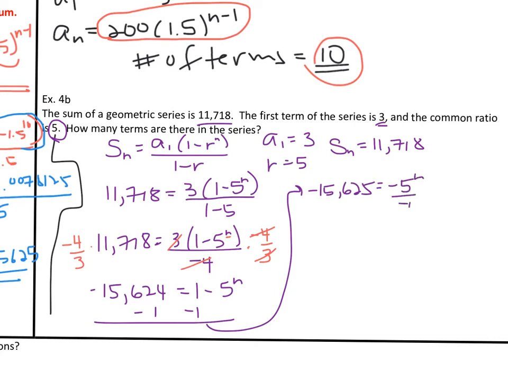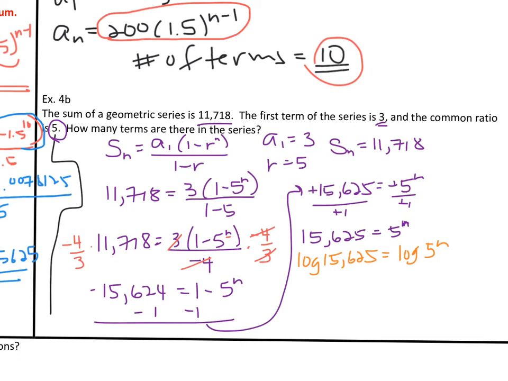I'm going to divide both sides by negative 1, which really just makes both the left side and the right side positive. 15,625 equals 5 to the n. Now you could check your power chart here because this would be power chart friendly. However, if it's not or you're not quite sure, we'll just log each side. I'll log 15,625 and log 5 to the n.